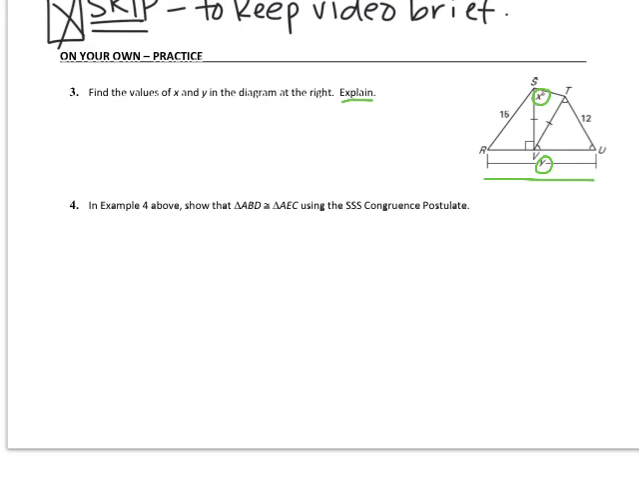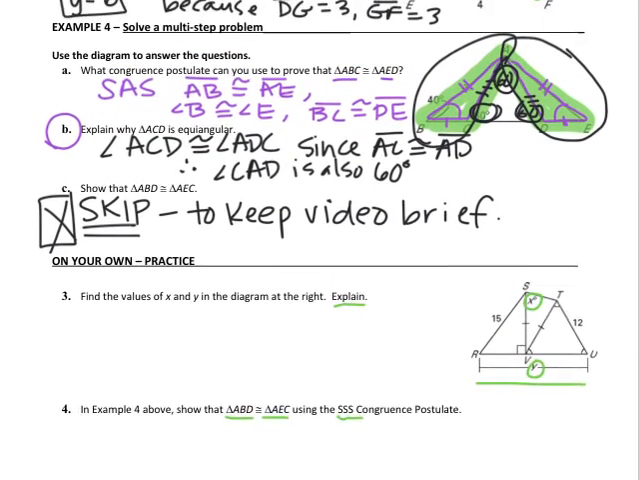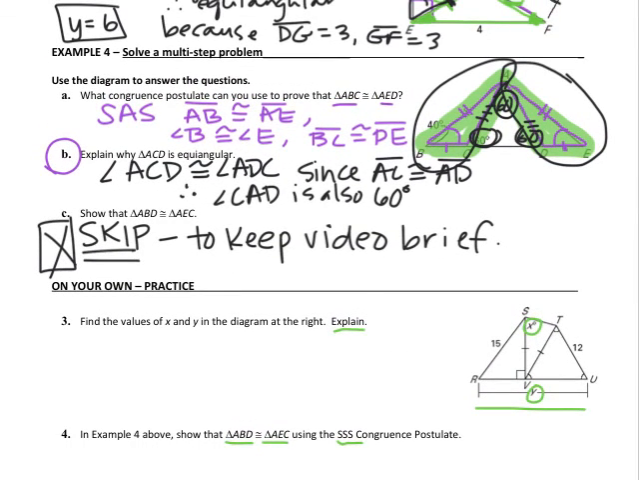And then the last problem says show that ABD, that's triangle ABD, is congruent to triangle AEC using side, side, side. Okay, so you're going back up to the diagram in example 4 to take a look at how you can prove those two triangles congruent using side, side, side. All right, I will take some questions in class, and just make sure you make an effort on these on your own problems. Thank you.